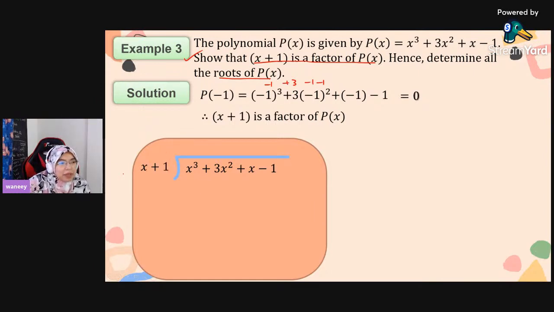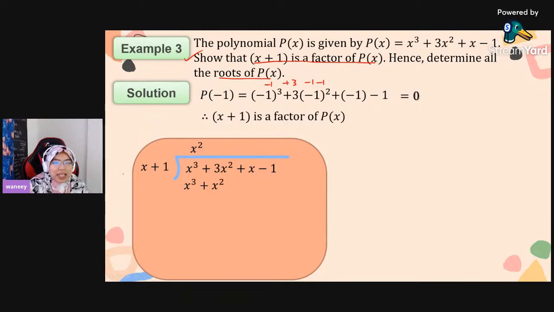So x multiplied with what in order to get x cubed? The answer is x squared. So x times x squared becomes x cubed. 1 multiplied with x squared becomes x squared.